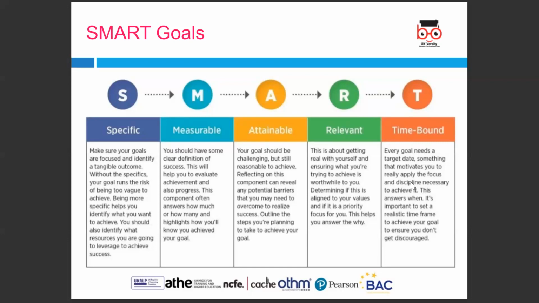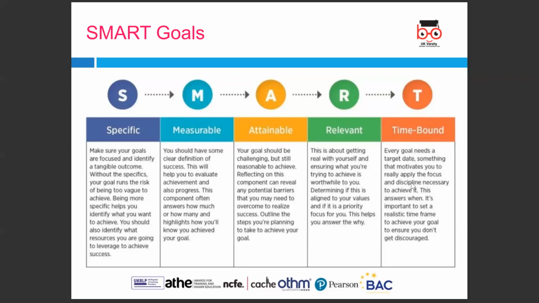Measurable is the M. You should have some clear definition of the success. This will help you to evaluate achievement and also progress. This component often answers how much or how many and highlights how you know you achieved your goal.